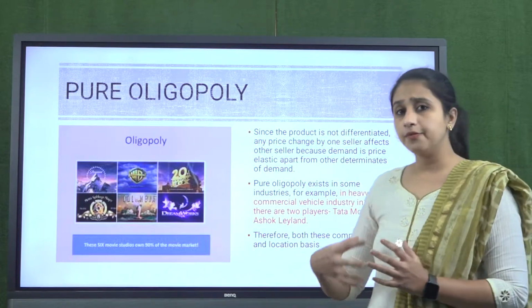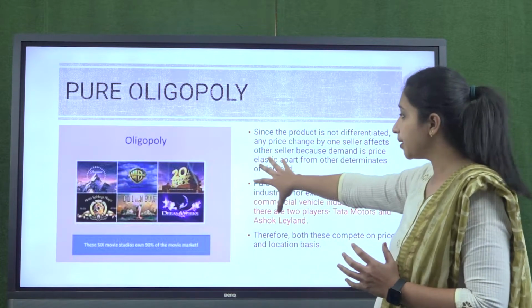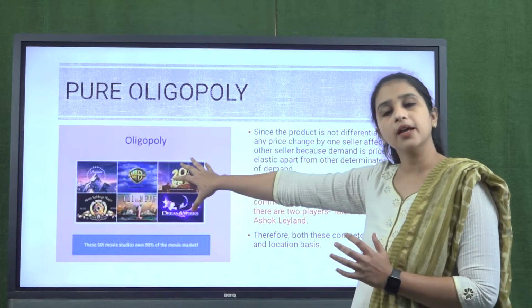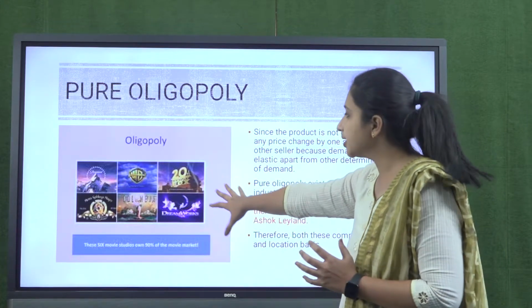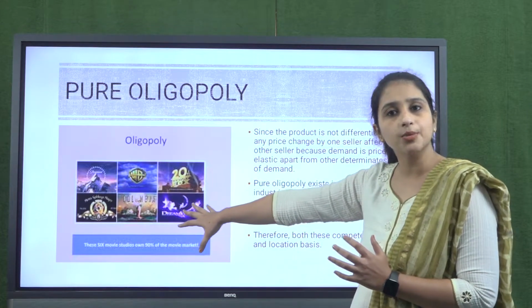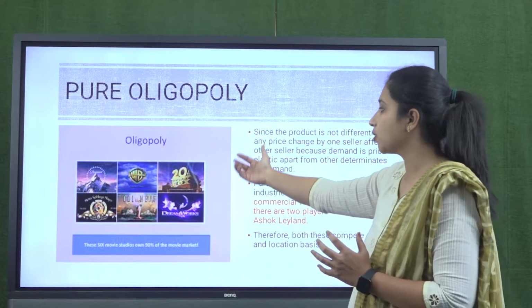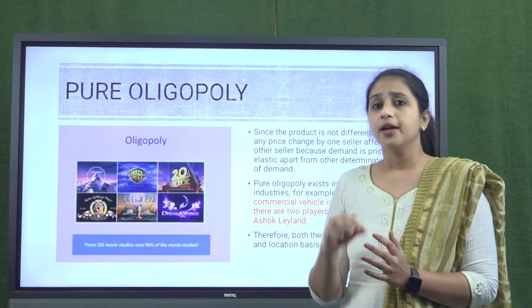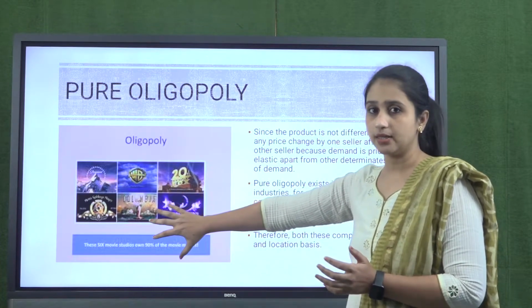Okay, so we can see one image here. This is the image of 6 movie studios. Now here there exist other movie studios also, but look at the image of these 6 movie studios very carefully. 20th Century is there, Walt Disney is there, Columbia is there. So they are ruling the market. 90% of the market is being covered by these sellers.